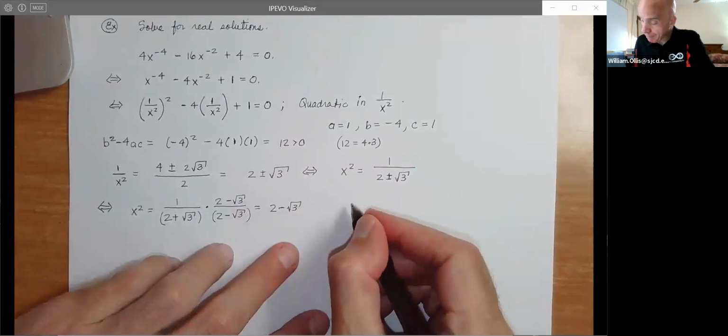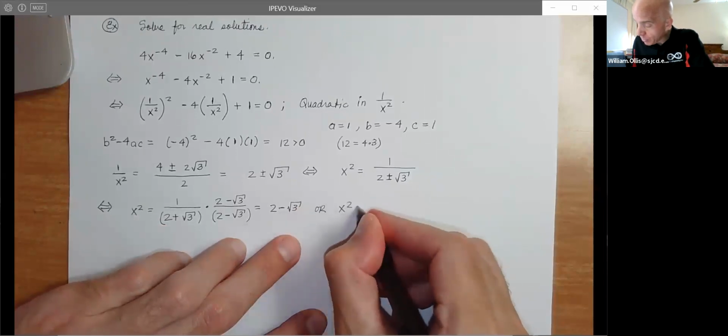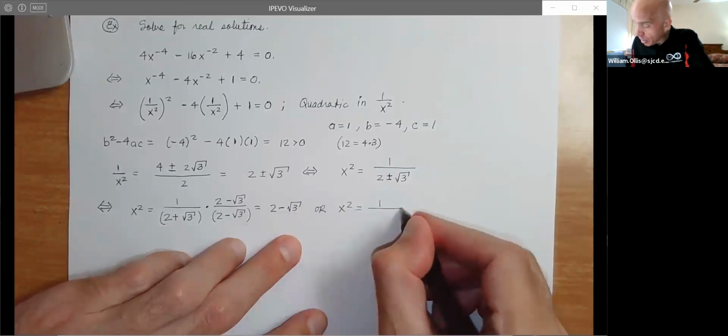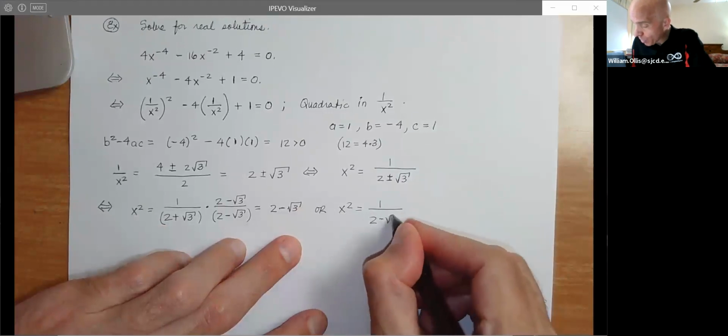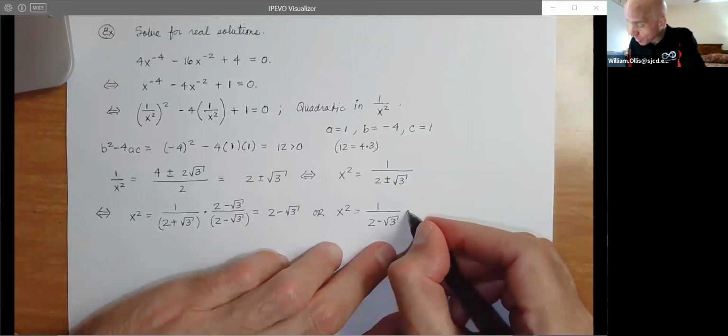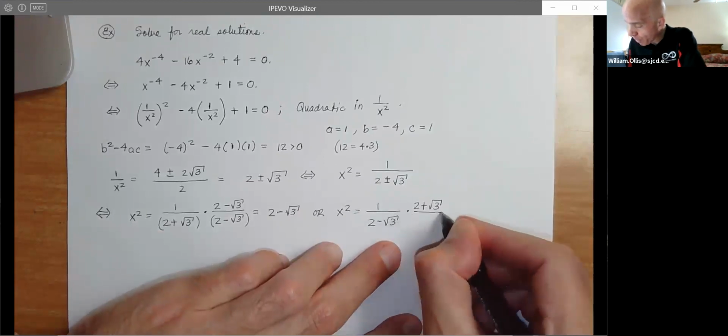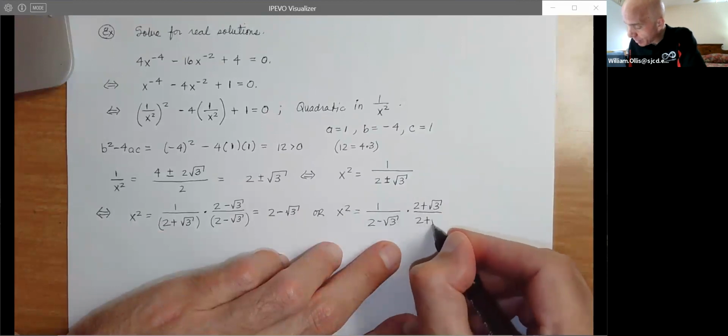Not surprising. Or x squared equals 1 over 2 minus the radical 3. So let's go ahead and do the same thing. Let's rationalize it. 2 plus root 3. This is just a little extra for practice. You don't have to do it.